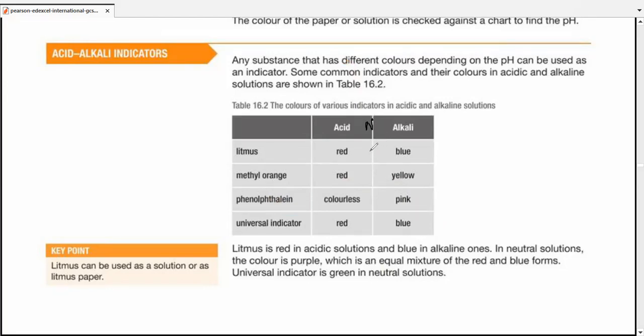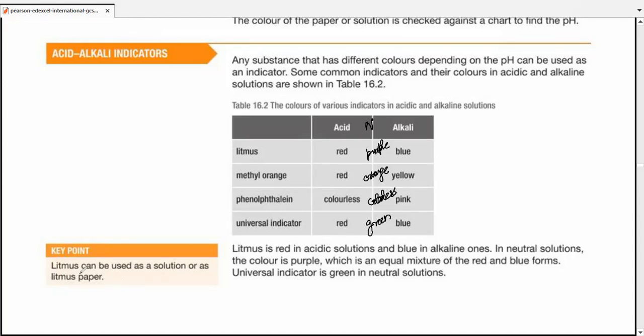So if we discuss neutral, litmus is purple. Methyl orange is actually orange. That is probably not written over here. Phenolphthalein is colorless in neutral systems, while universal indicator is green in neutral systems.